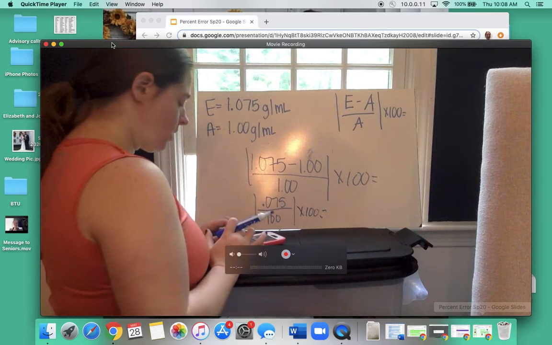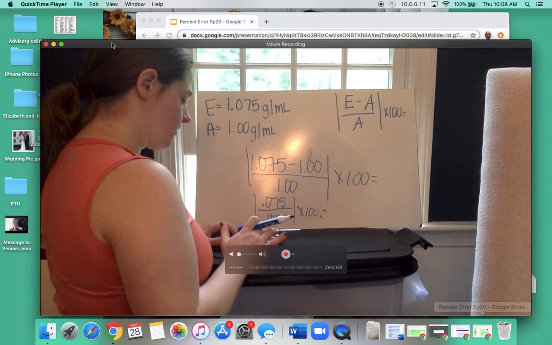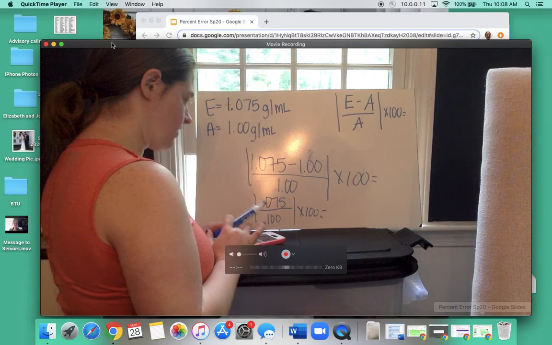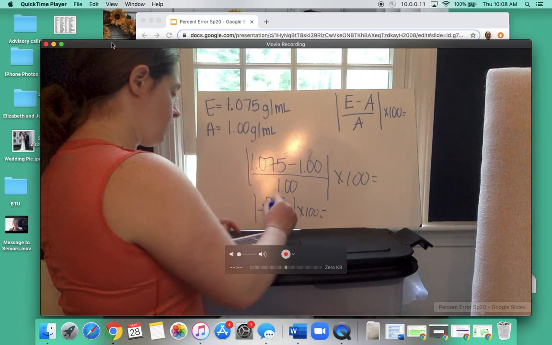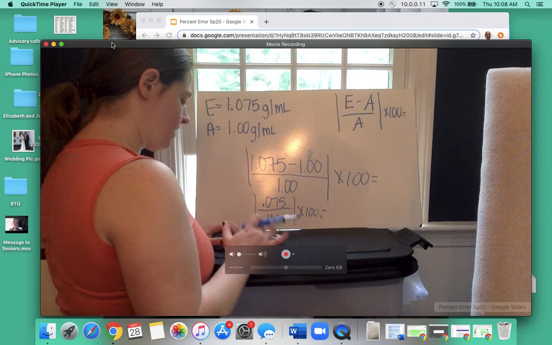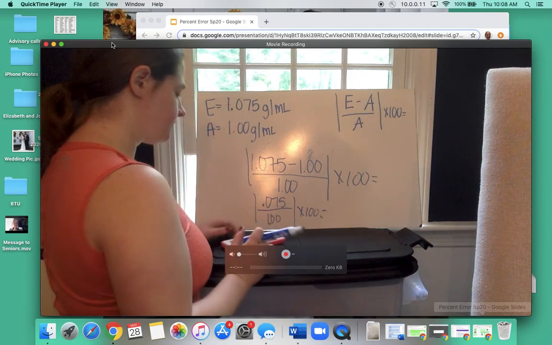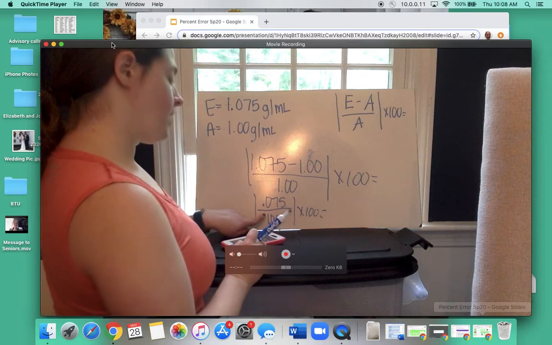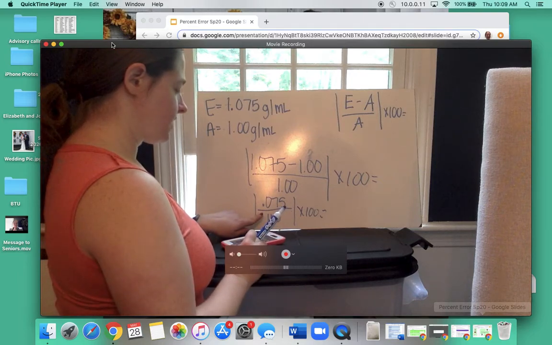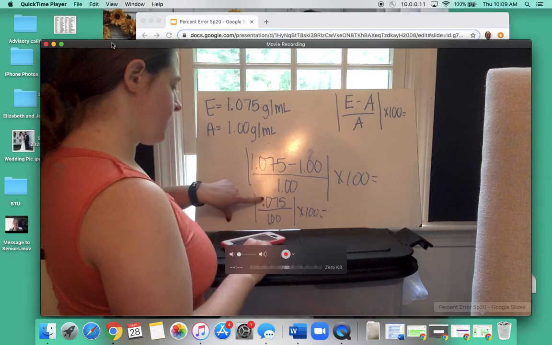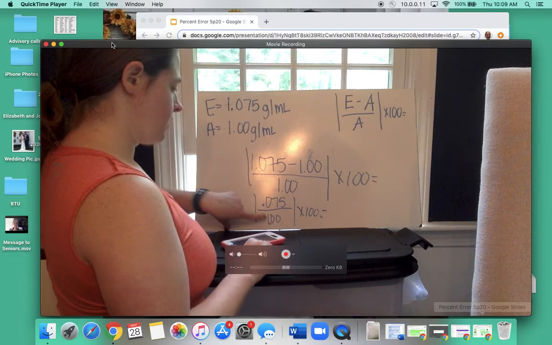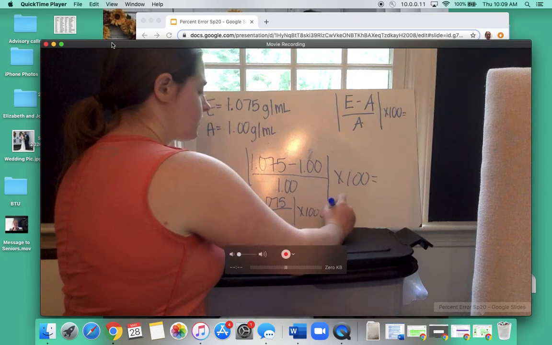So 0.075 divided by 1, not 100. So we get 0.075, anything divided by 1 is itself. We want a percent, so we need to multiply by 100. So 0.075 divided by 1 times 100 will give you 7.5%.